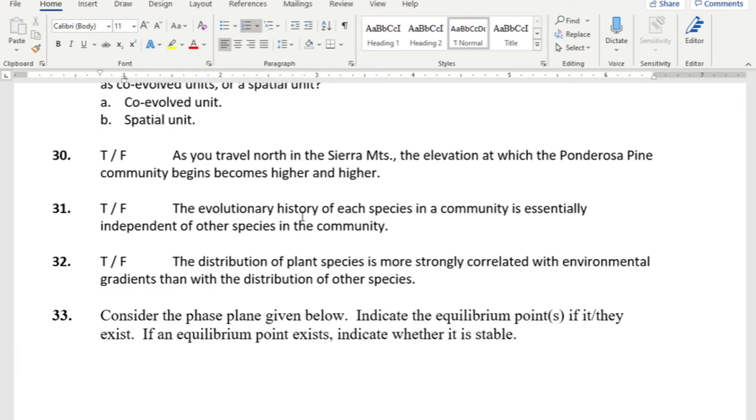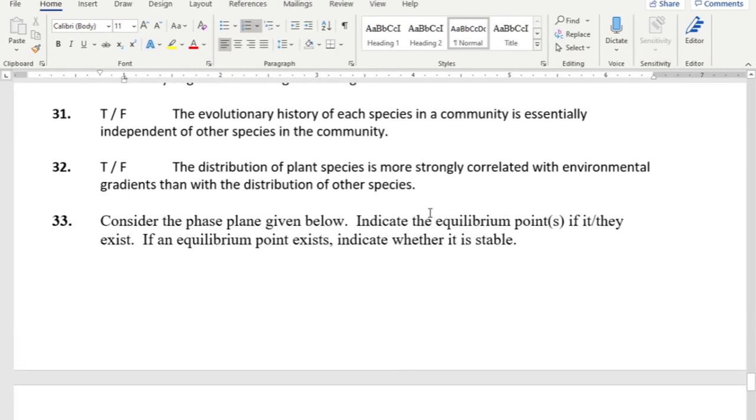31. The evolutionary history of each species in a community is essentially independent of other species in the community. For the most part, that is true. There are only a few examples where that is not true. So 31 is true. 32. The distribution of plant species is more strongly correlated with environmental gradients than with the distribution of other species. For the most part, that is true. There are examples where that's not true, but in general, 32 is true.